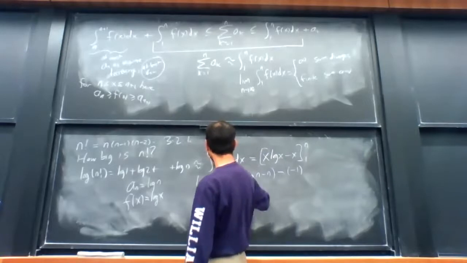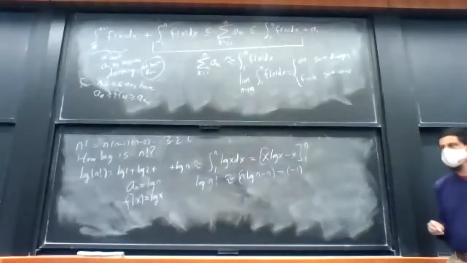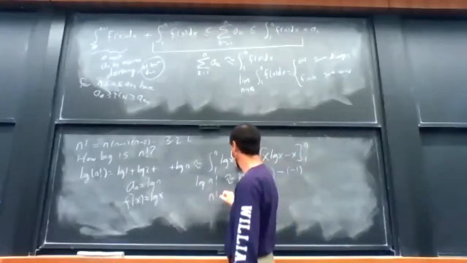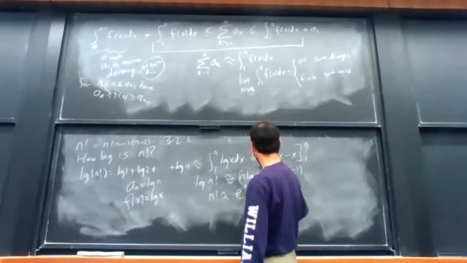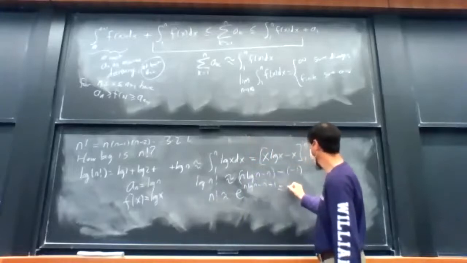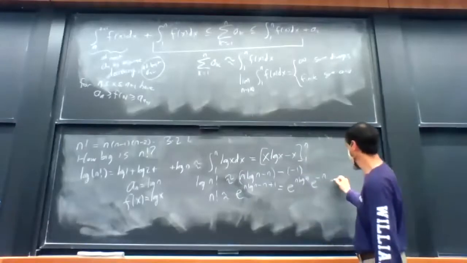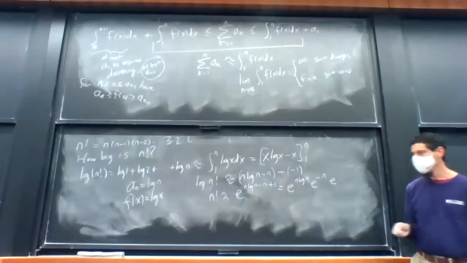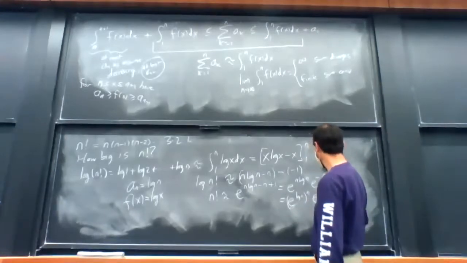So the log of n factorial is approximately this. Well, I can then recover by exponentiating. So n factorial is approximately e to the n log n minus n plus 1. So that's e to the n log n, e to the minus n times e. E to the n log n is the same as e to the log of n, to the n, e to the minus n e.